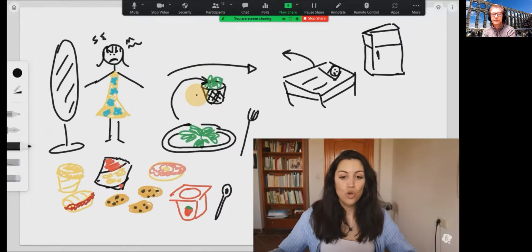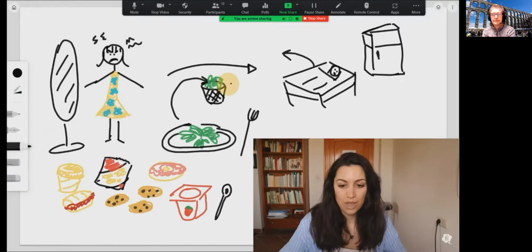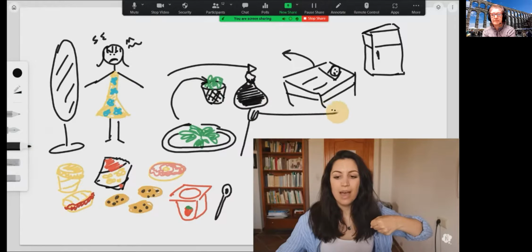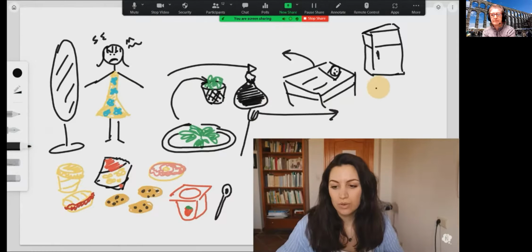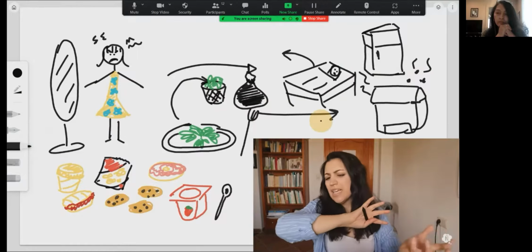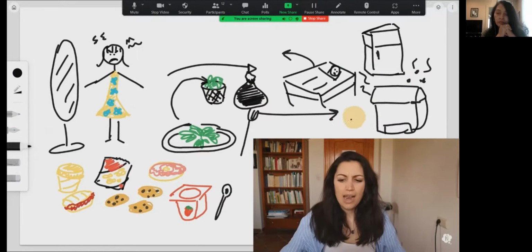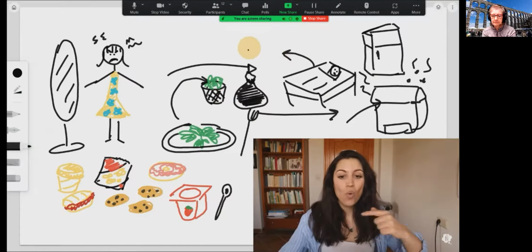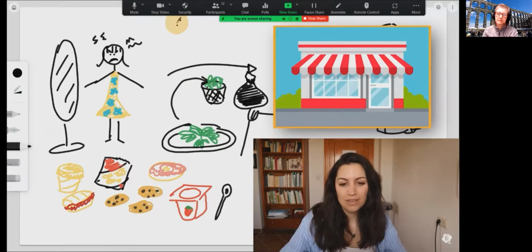Rosa coge la basura en una bolsa, ella coge la basura y la lleva al contenedor de basura. Rosa tira toda la lechuga a la basura. Tira, throws it. Después ella va a una tienda de ropa.